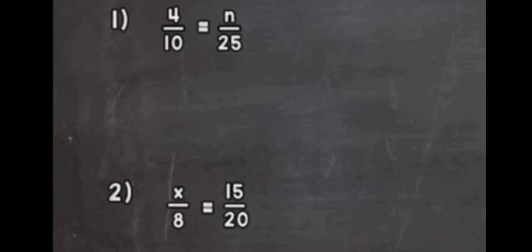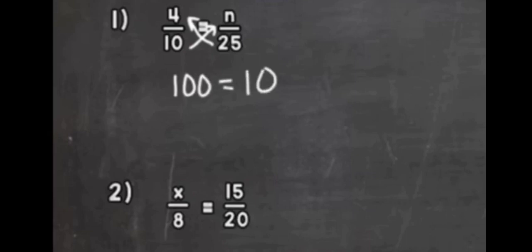So in number 1, we have 4 over 10 equals 9 over 25. So the first thing I'm going to do is draw some arrows to represent the cross multiplication. Now multiply 25 times 4 equals 100 equals 10 times n, which is just 10n. Now it's just a matter of solving this one step equation in order to isolate that n and find its value. So let's divide both sides by 10 in order to isolate that n and get our answer.